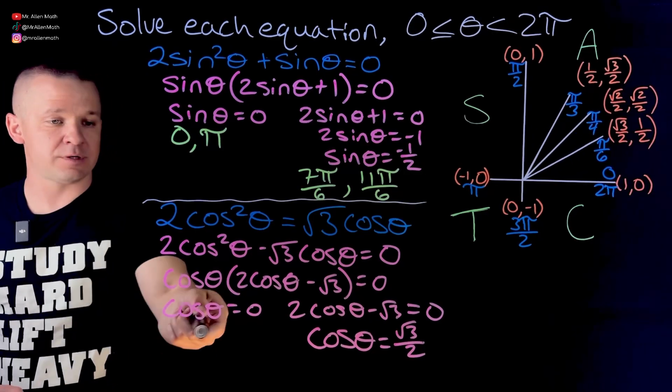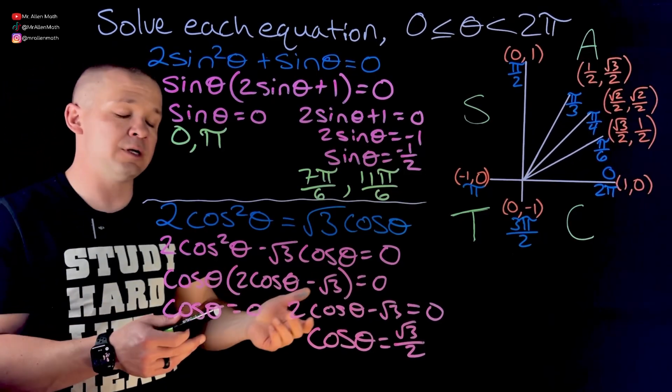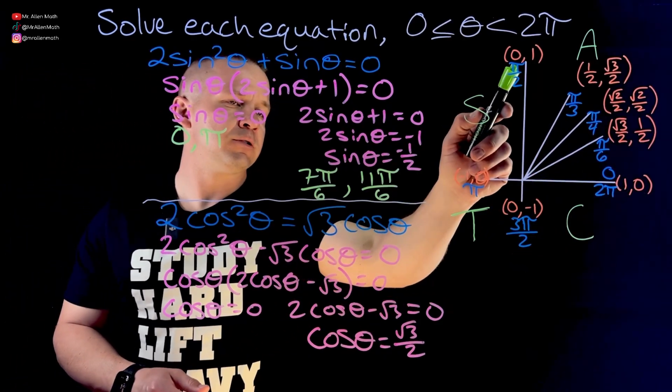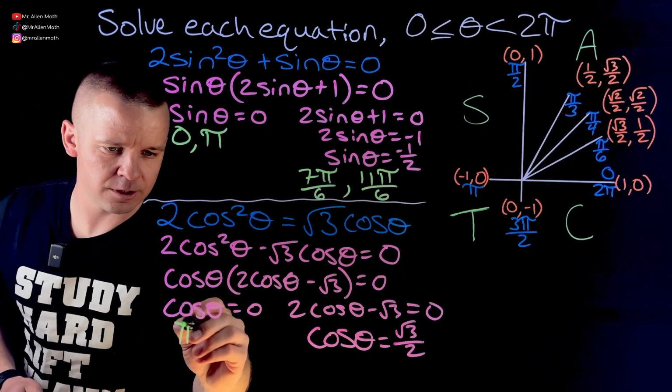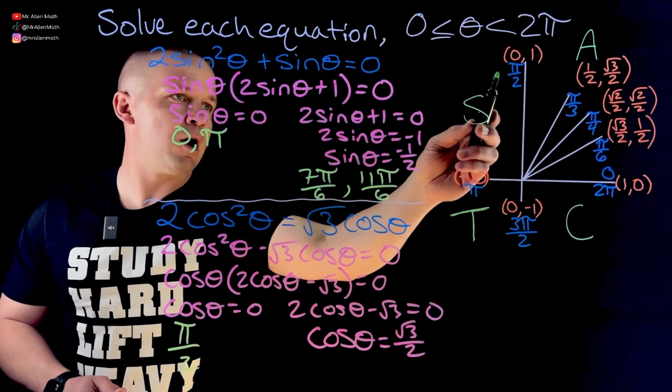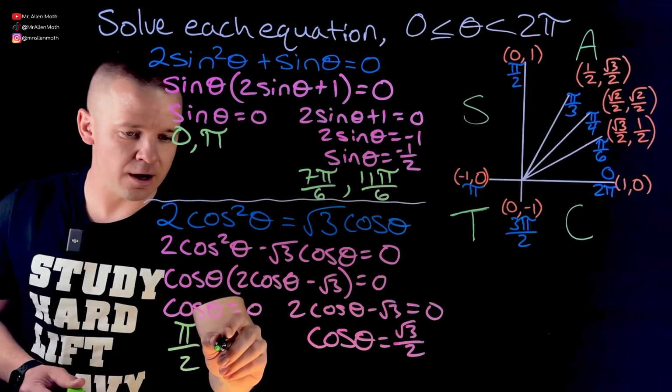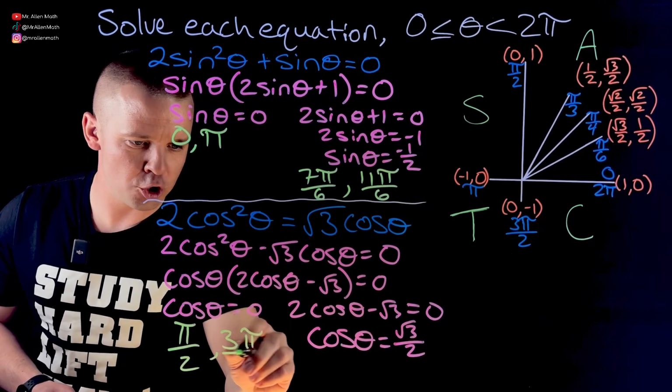So where is cosine going to be equal to 0? Well, cosine is 1 here, so it's 0 at pi over 2 up there. That's one of my solutions. And where else is my x coordinate, cosine being my x, 0? Down here at 3 pi over 2. So those two solutions. Dope.